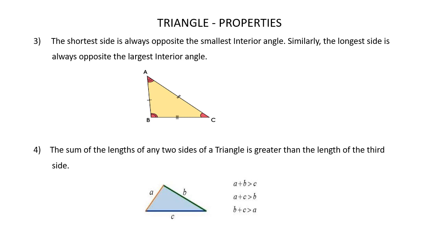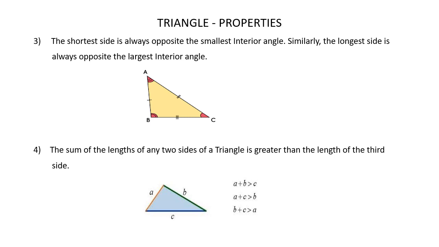Also, in this triangle, angle B is the largest interior angle. The side opposite to angle B is AC. Now, since angle B is the largest interior angle, the side AC is the longest side of this triangle.